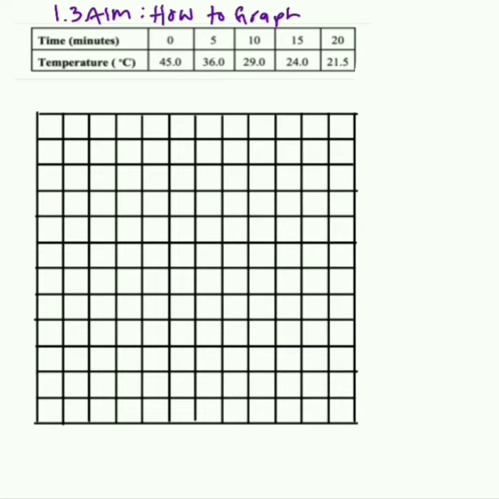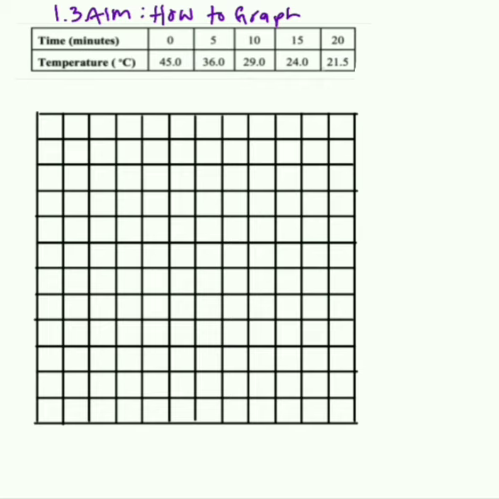So when you first go to graph anything, you need to figure out what you're graphing and why you might want to graph it. So in this chart here, we have a bunch of different numbers for time and a bunch of different numbers for temperature. So first we need to look at these data and see, okay, which is going to be my independent and which will be my dependent.